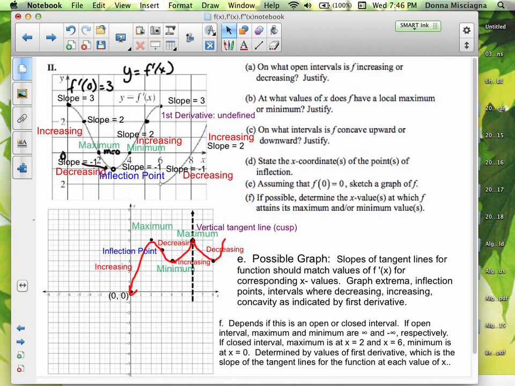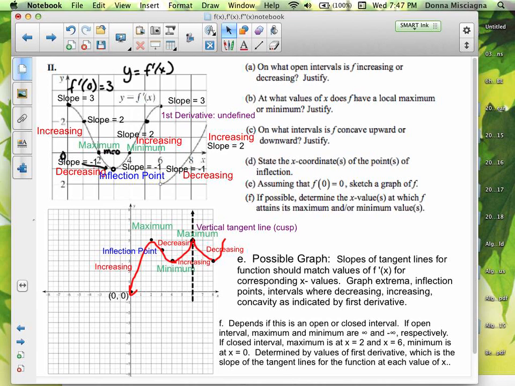Definitely, we would have an absolute max at x equals 2. Assuming I'm good on my slopes there, could also be at x equals 6 as well. Right? And then a minimum would be at x equals 0, would be the absolute minimum. Right? Because that would be the absolute lowest point.